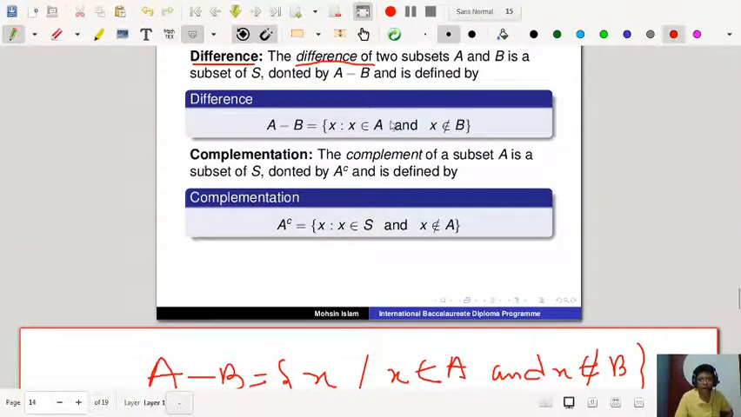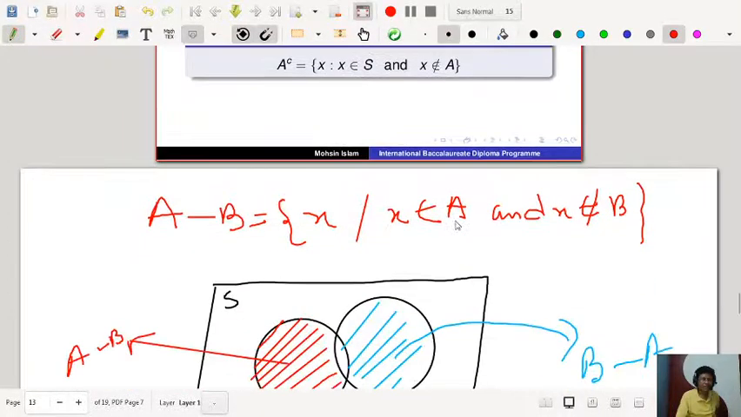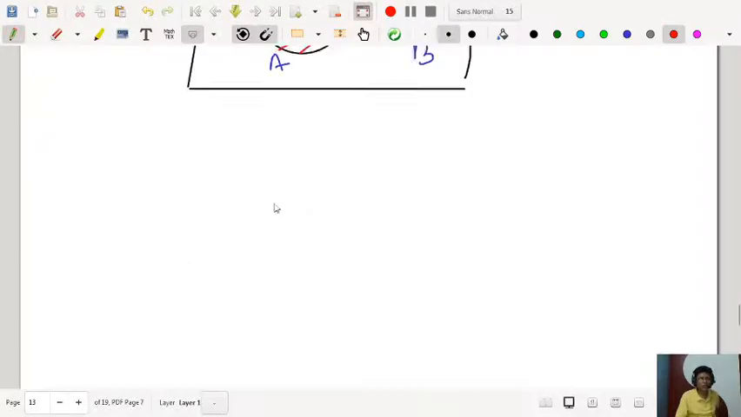Next, I will talk about complementation. The complement of a subset A, where S means the universal set you are talking about, is denoted by A C, and defined such that X belongs to the universal set but X does not belong to A. Oh, okay, I think I know this one.